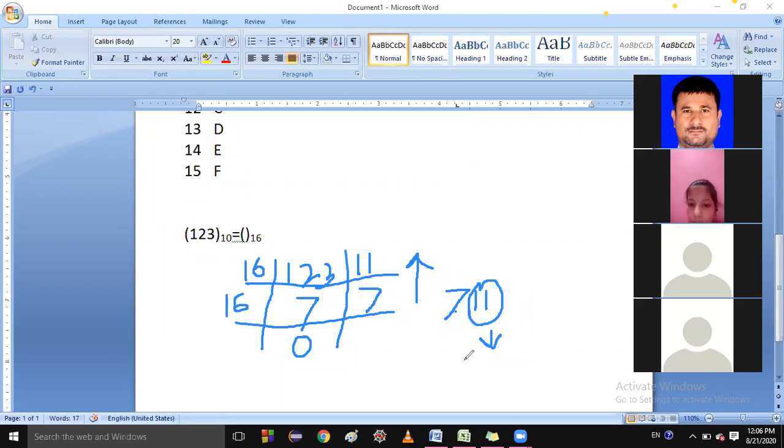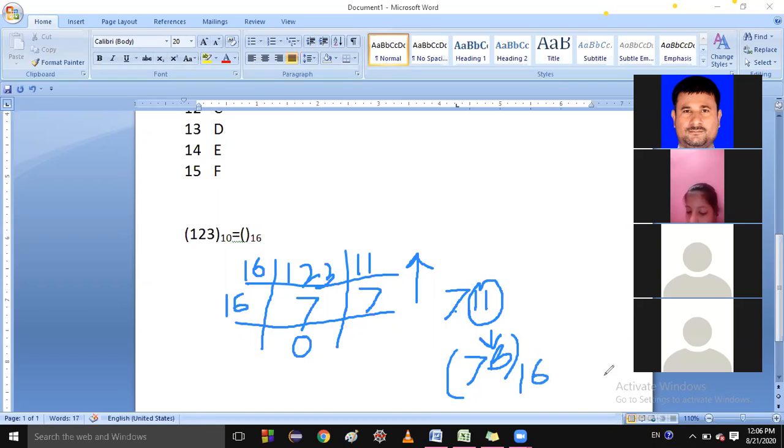I inform you what you write with 11. That means you write A with 10, and B with 11. Did you remember? Yes. So the answer will be 7B, and the base is 16. Very nice, students.